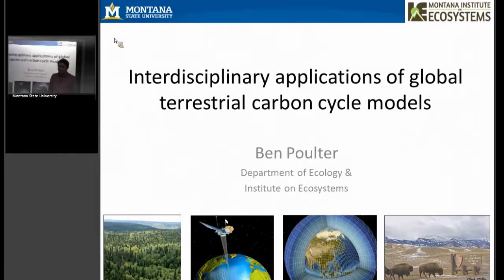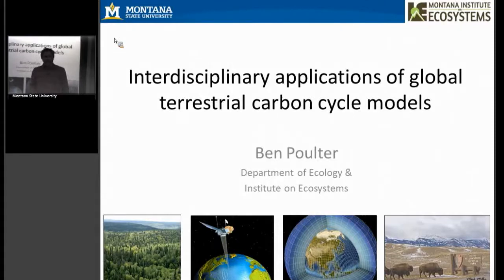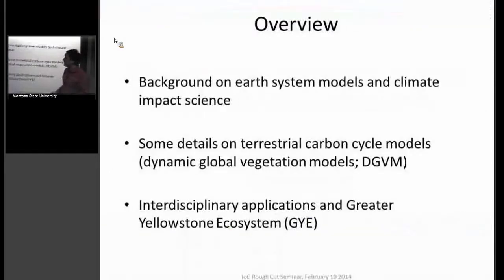So today I'd like to give an introduction to the type of research that I do and that I plan to do while at MSU, and in terms of how I'm setting up my research group. And put this all in the context of the application of global carbon cycle models and how we can use them beyond traditional carbon cycle applications.